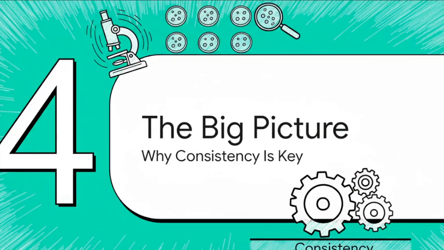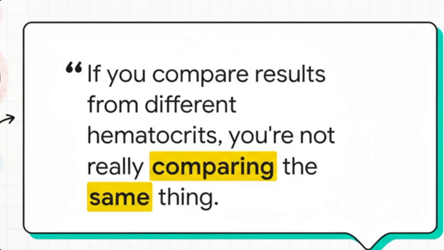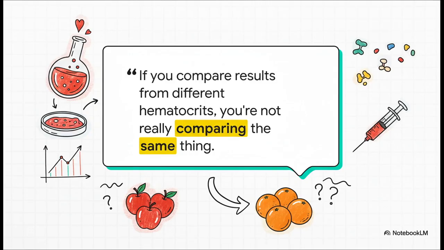Okay, let's zoom out for a second for the big picture. Why do we even care about this stuff? It's not just about keeping the parasites happy, it's about the integrity of your actual science. I mean, consistency is the bedrock of good reproducible results. And this quote right here, this is the big takeaway. Hematocrit can actually affect how fast parasites grow and even how they respond to drugs. So if your methods change from one experiment to the next, or if they're different from the paper you're trying to compare your results to, well, you're just comparing apples to oranges. Your data gets messy and your conclusions just aren't as strong.